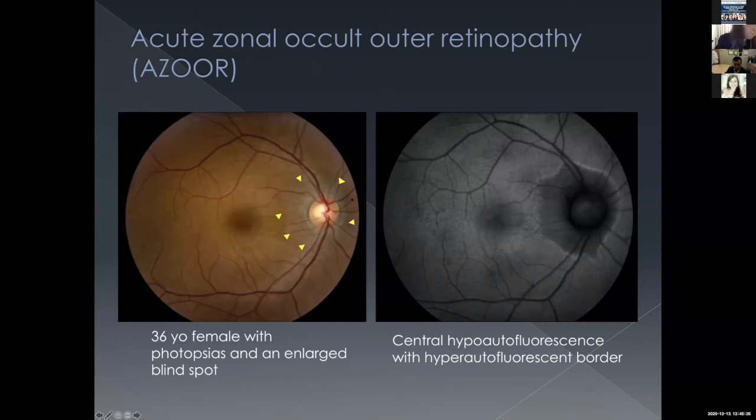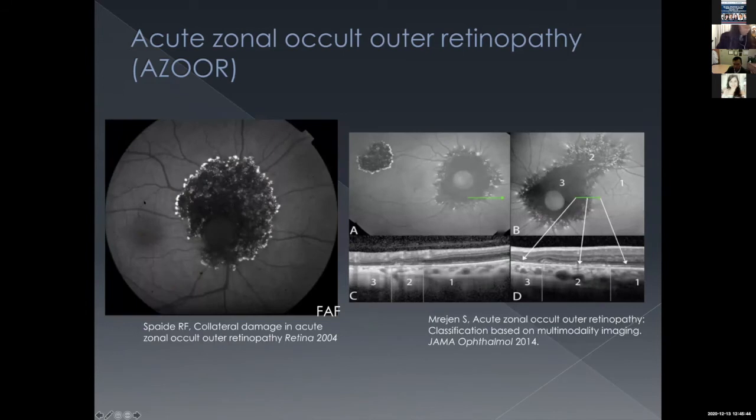This is a 36-year-old patient who had photopsias and an enlarged blind spot. And you can really see that on fundus autofluorescence it is much easier to see what's going on from a pathologic standpoint: an area of central hypo-autofluorescence with a hyper-autofluorescent border. These are some pictures from an article by Rick Spade, which showed this stippled hyper-autofluorescence within this hypo-autofluorescent zone. And this area, this leading front, that's sometimes described, and again, normal retina surrounding it.